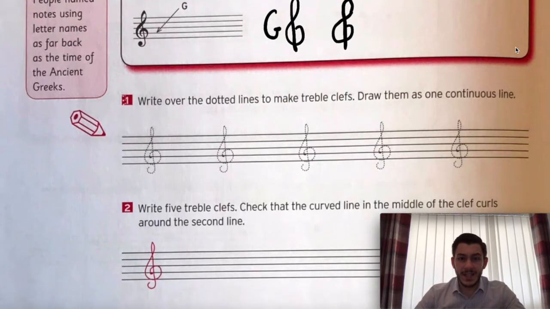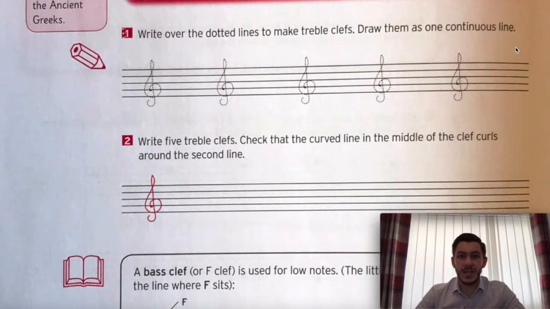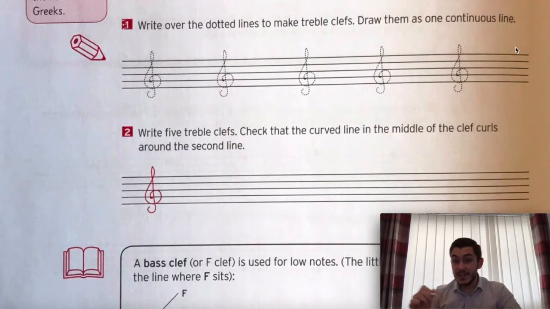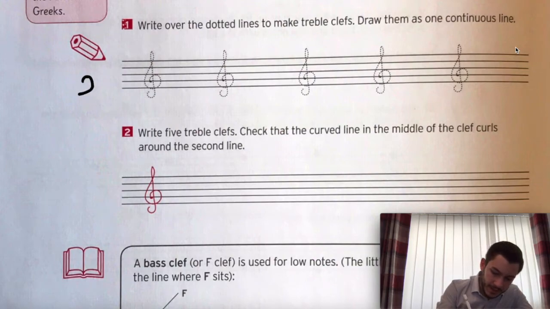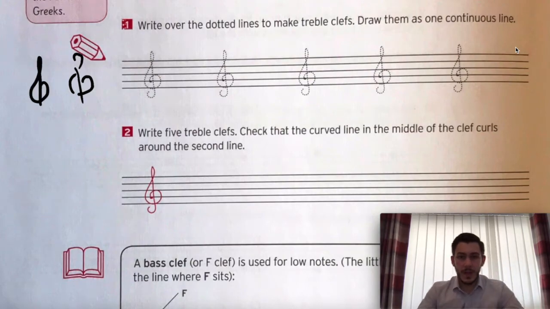We have two exercises here, 1 and 2, which ask us to first of all trace the treble clef, drawing them as one continuous line. So don't go halfway, don't do this, and then this, and then this, and then this. Try and do it as one continuous line all the way around, making sure that our loop begins on that G line, the second line. And then exercise number 2 asks you to write 5 treble clefs, checking the curved line in the middle of the clef curls around the second line. So can you pause the video now and have a go at that for me?